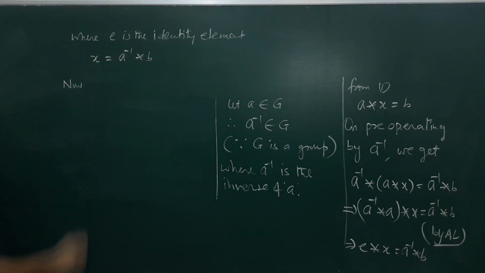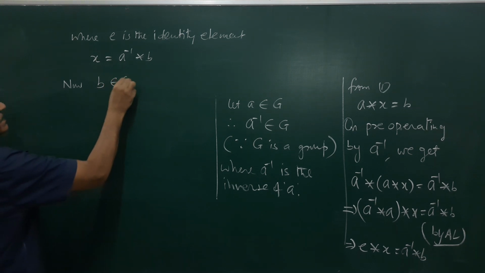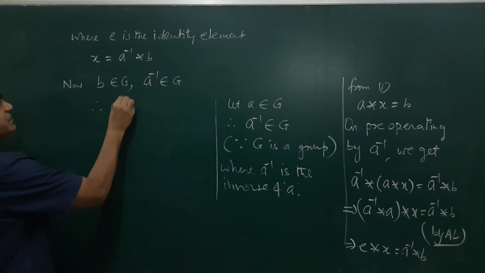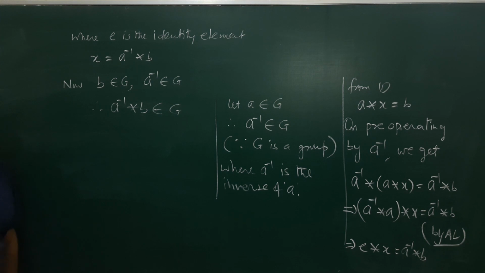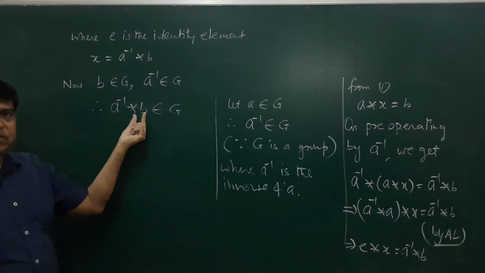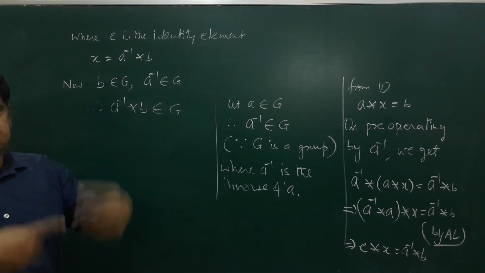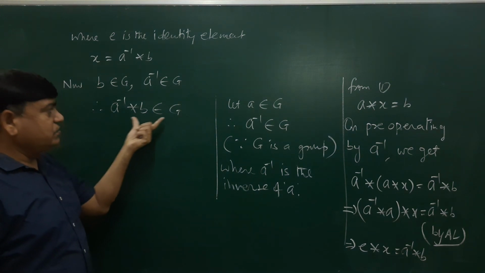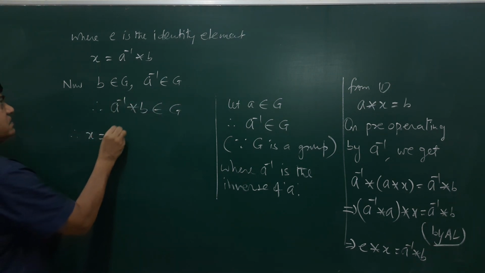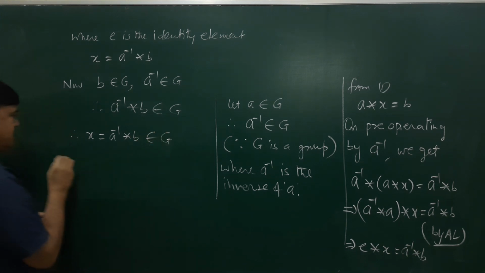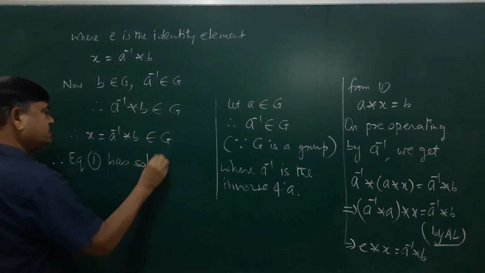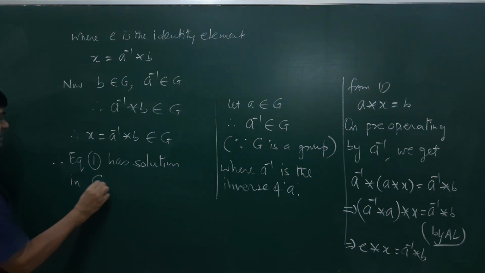Now b belongs to G, a inverse also belongs to G. Therefore, composition of these two members belongs to G. This is a member of G, this is also a member of G, so binary composition, because G is closed with respect to this, is also a member of G. Therefore, x belongs to G. Therefore, equation first has a solution in G.